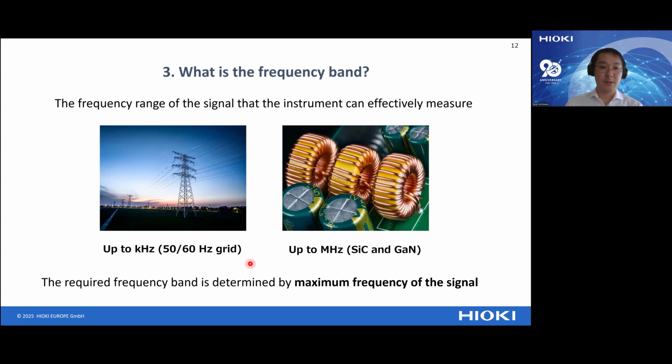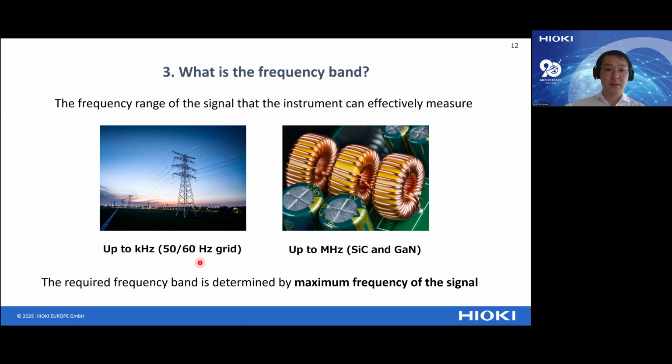Now let's talk about the frequency band. This simply means the range of frequencies that a power measurement instrument can effectively measure. Take a look at the two pictures. On the left, we see a grid power measurement, like checking the power consumption of factory equipment. Here, a frequency band of up to a few kilohertz is usually enough.